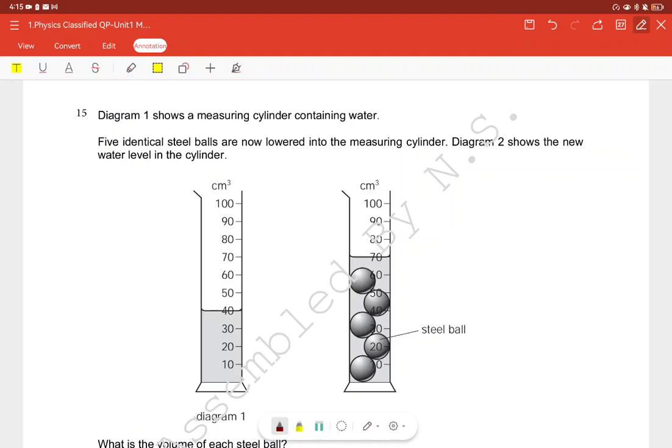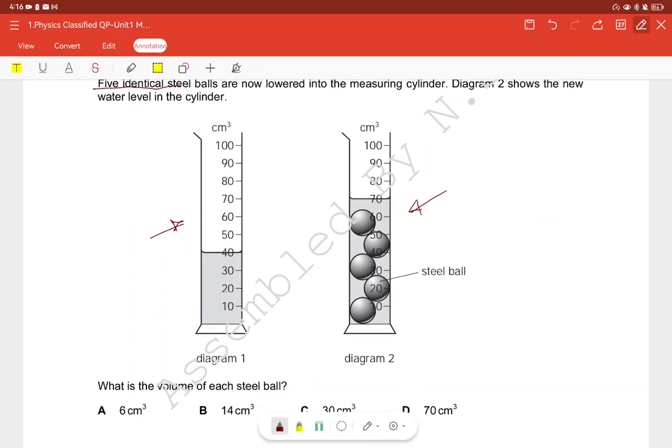Number 15. Diagram 1 shows a measuring cylinder containing water. Five identical, please be careful, identical steel balls are now lowered into the measuring cylinder. Diagram 2 shows the new water level of the cylinder. This is before we add the balls, and this is after we add the balls. But be careful, when we add the 5 of them, this is what happened to the water. So the actual increase of water is for the 5 of them. It asks what is the volume of each steel ball. In order to get one of them, we need to divide by 5.